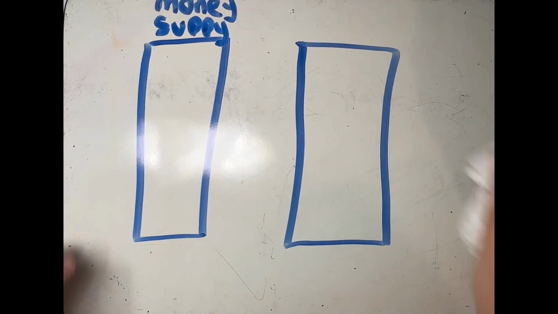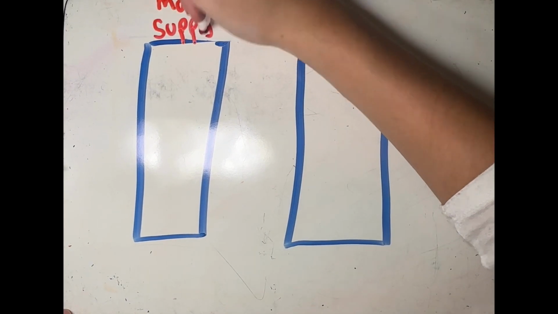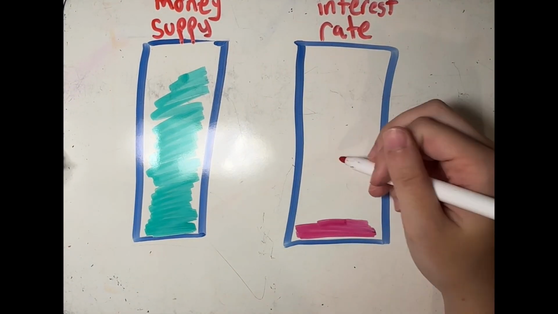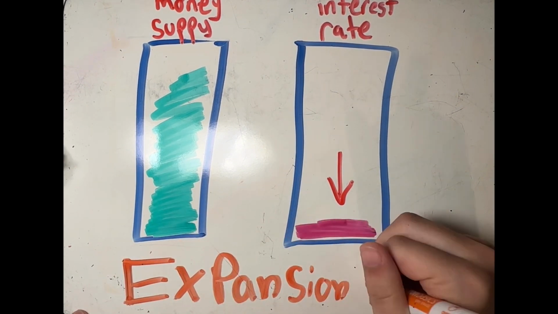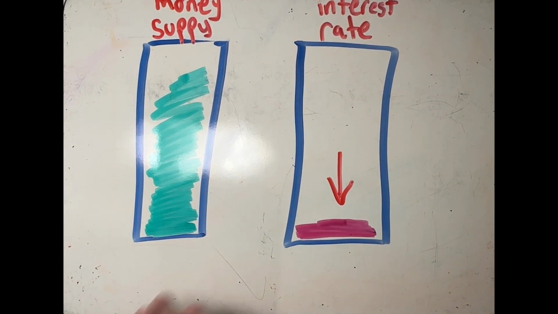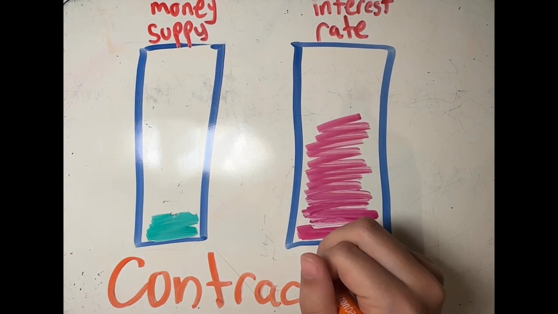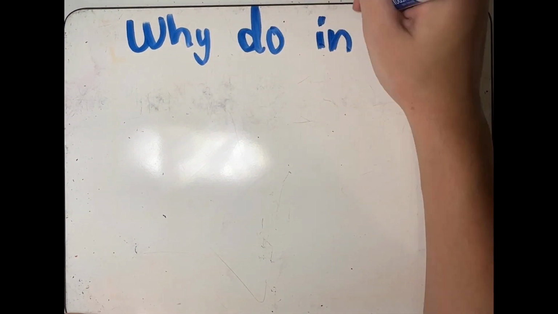Monetary policy that stimulates the economy is expansionary. During expansionary monetary policy, real interest rates will go down. Monetary policy that slows the economy is contractionary. During contractionary monetary policy, real interest rates will go up.